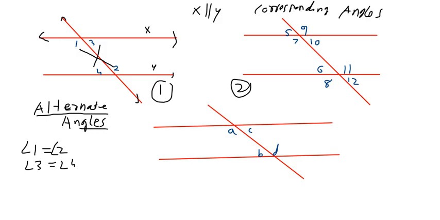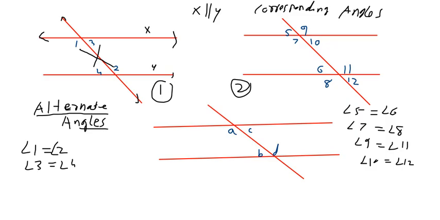Now, which are the corresponding angles? Angle 5 equals angle 6, angle 7 equals angle 8, angle 9 equals angle 11 and angle 10 equals angle 12. These are corresponding angles. If corresponding angles are equal, then we say that the lines are parallel.